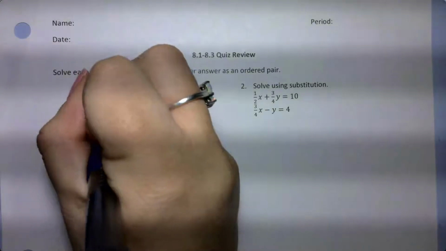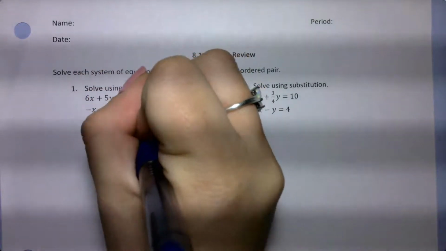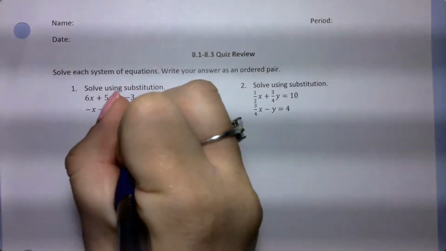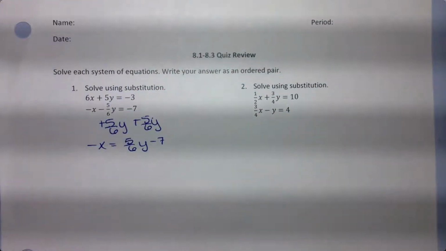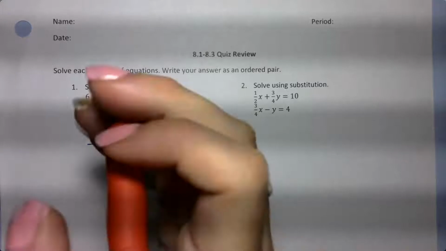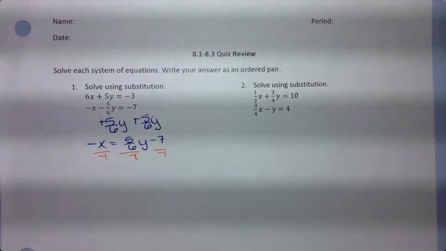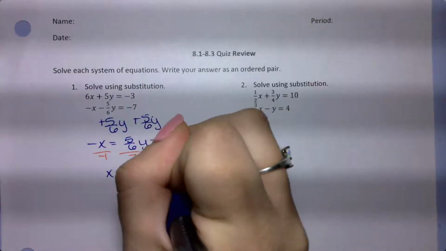I'm going to start off by adding 6y to both sides. This is going to give me -x equals 6y minus 7. I want to make that y positive, so I'm going to divide all three of my terms by -1. This is going to give me x equals -6y plus 7.